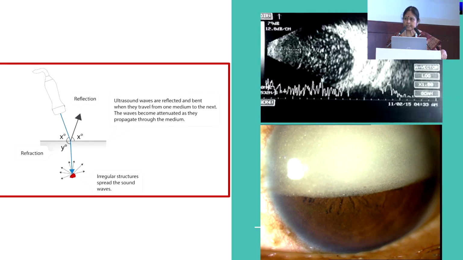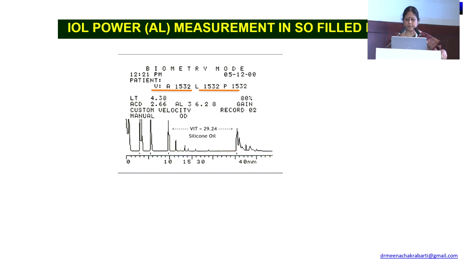If you have an eye like this, sometimes we see patients with a hyperoleon and very densely emulsified silicone oil. Measurement of the axial length using either the optical biometer or the ultrasound biometer would be very difficult because of the multiple interfaces that are created.